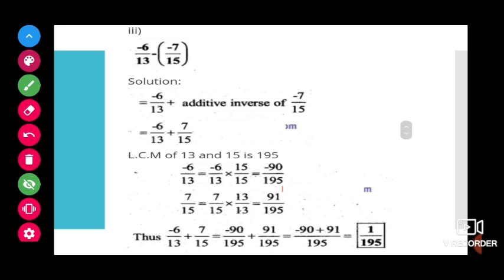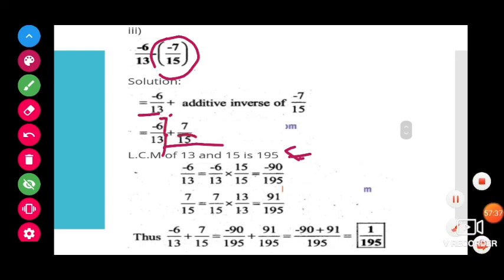Next one, minus 6 by 13 minus 7 by 15 is nothing but minus 6 by 13 plus the additive inverse of minus 7 by 15, which is plus 7 by 15. So the expression is minus 6 by 13 plus 7 by 15. Again take the LCM of 13 and 15. 13 is a prime number, and 13 and 15 have no common factor, so we take the LCM by multiplying 13 into 15, that is 195.